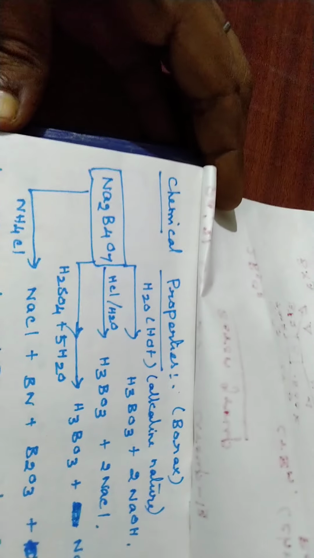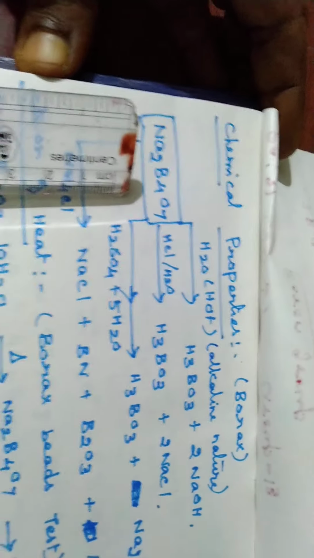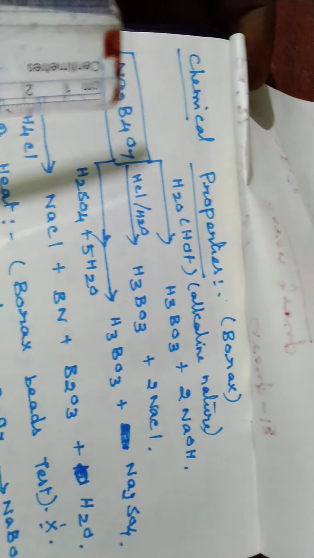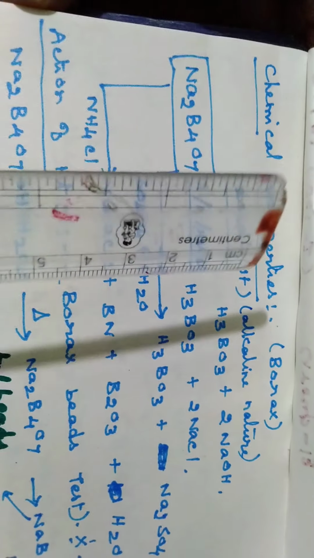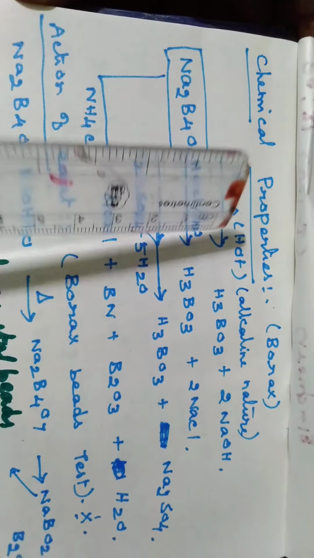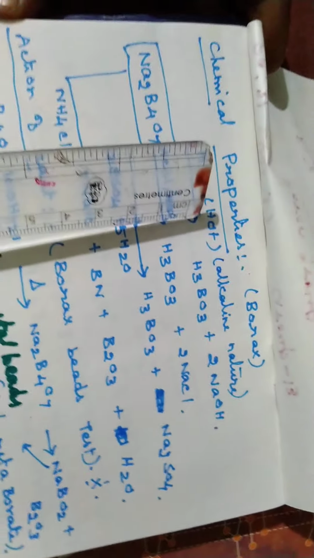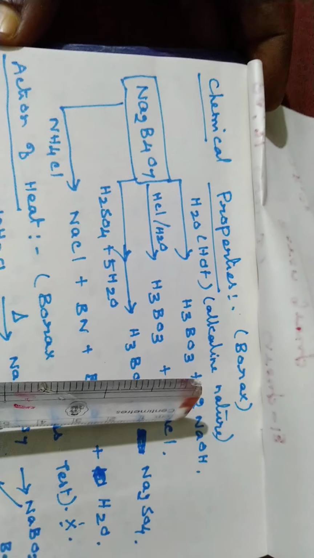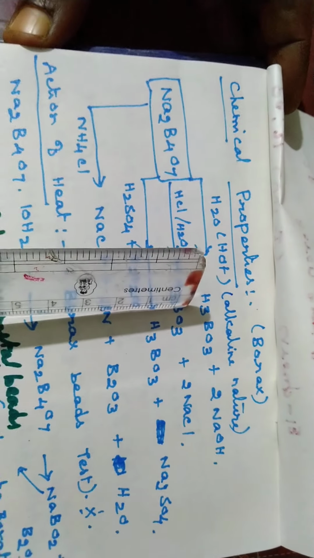Now you see the chemical properties of borax. Borax, when treated with hot water, forms boric acid and sodium hydroxide. Here one important reasoning question is there. Sodium hydroxide and boric acid are formed when borax is treated with hot water, because when borax is present in hot water, it is alkaline in nature. Why is it alkaline? Due to the presence of sodium hydroxide, a strong base, and boric acid, a weak acid.